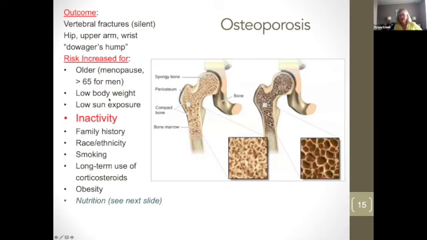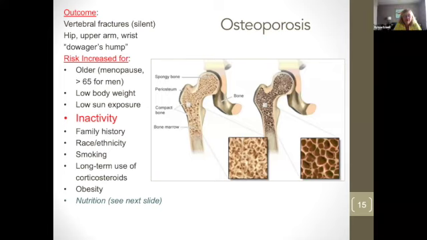So low body weight is a risk factor for life. Depending, healthy body weight is cool. Underweight is generally not cool. Low sun exposure. Why does sun exposure matter here? Vitamin D. Thank you. Right.